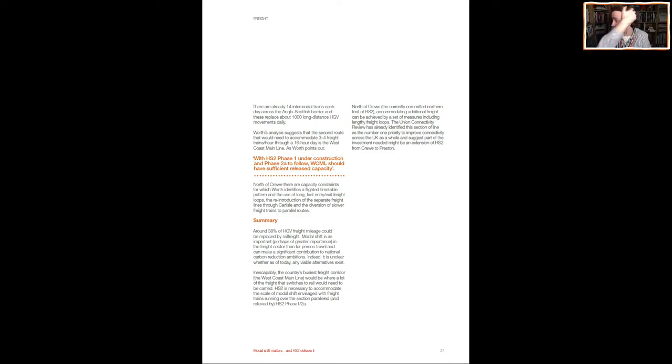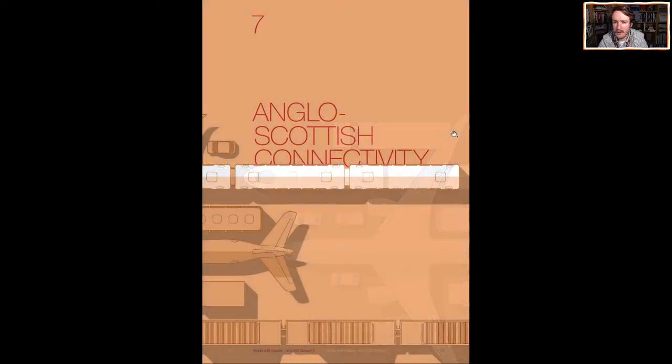So my view is, you get rid of them. They get banned. Gone. Either that flow ceases to exist or it moves by rail. That's how I would do that. North of Crewe, accommodating additional freight can be achieved by a set of measures including lengthy freight loops. Ideally not. Ideally you'd create a fast parallel bit of railway.